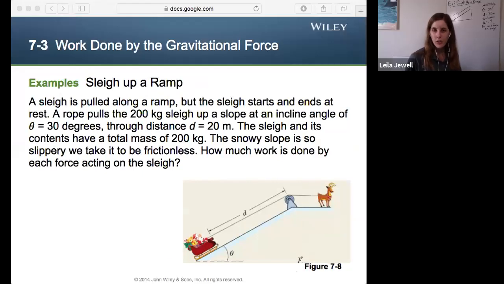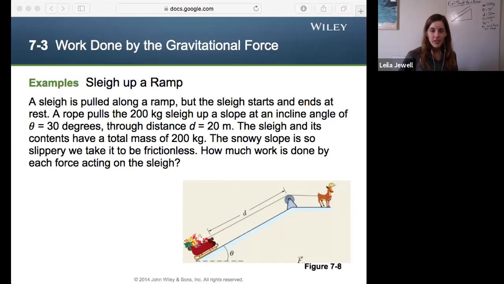Continuing section 7.3, the work done by a gravitational force, let's look at an example of a sleigh going up a ramp. It says a sleigh is pulled along a ramp, but the sleigh starts and ends at rest. A rope pulls the 200-kilogram sleigh up a slope at an incline angle of 30 degrees through a distance d equals 20 meters. The sleigh and its contents have a total mass of 200 kilograms. The snowy slope is so slippery, we take it to be frictionless. How much work is done by each force acting on the sleigh?